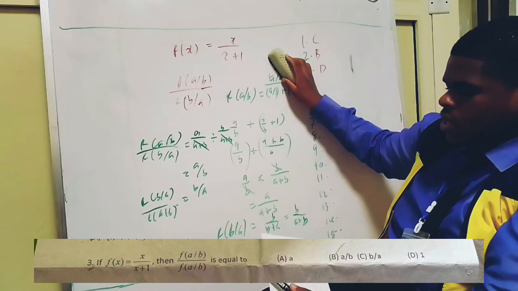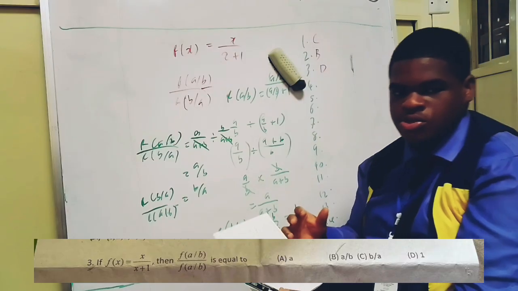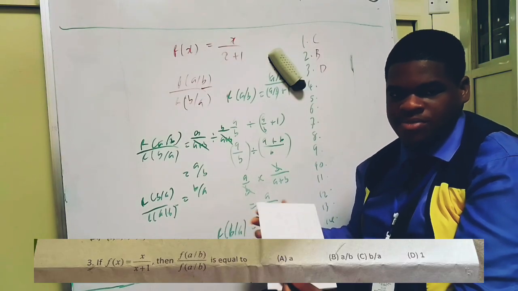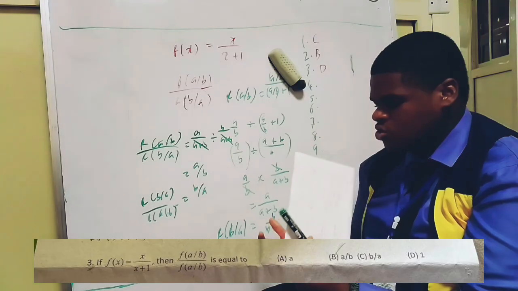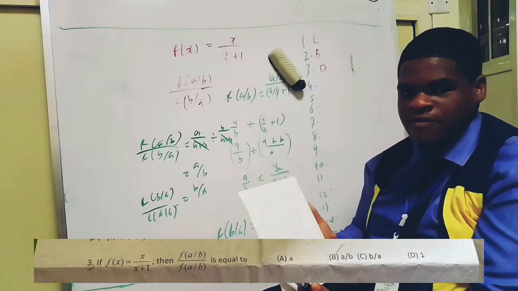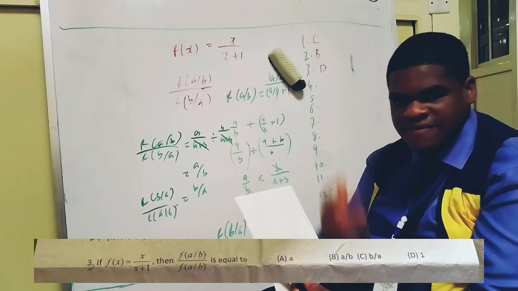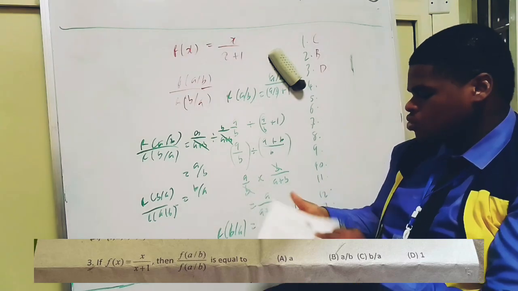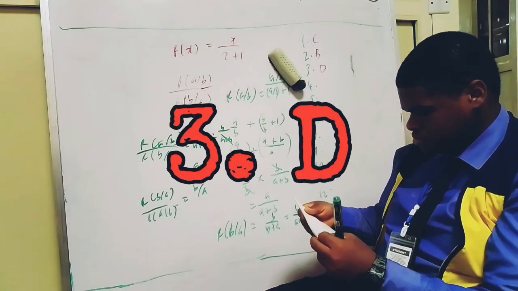The answer is actually still 1 because, as always, just because you think something should be that doesn't mean that's what you are given to solve. Just because you think that the question should be f of a over b divided by f of b over a doesn't mean that's what you are given to solve. They ask to find f of a over b divided by f of b over b, and that's equal to 1, option D. Let's go to question 4 now.